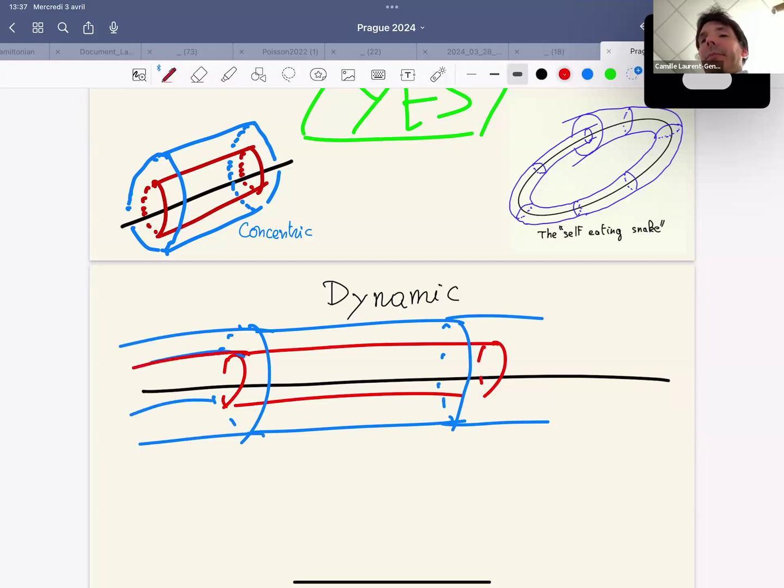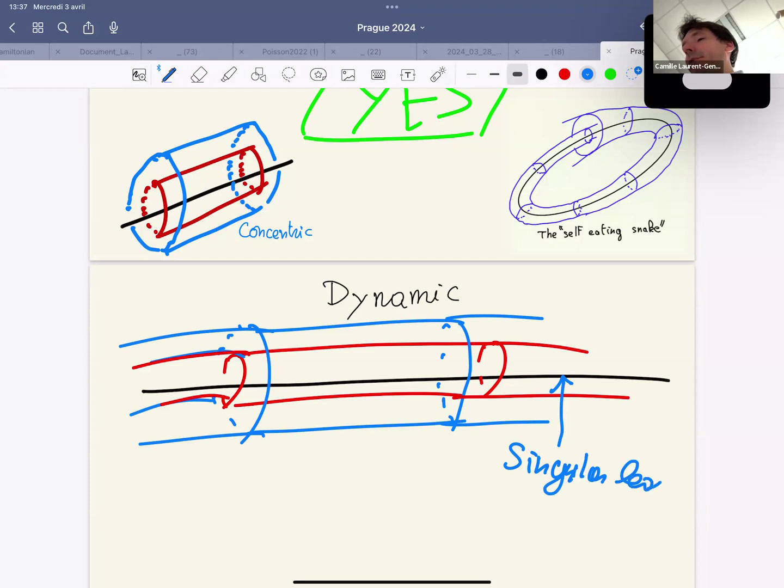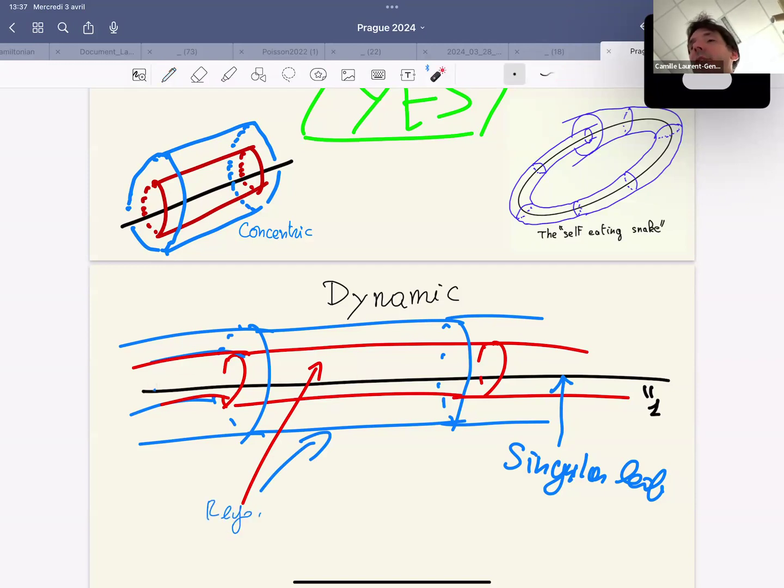And well, that's much better. And you see that you have two kinds of leaves. This one is obviously a singular leaf because it has the dimension 1, right? While all the cylinders around are all regular leaves, because when you take away the straight line here, you just get a regular foliation.